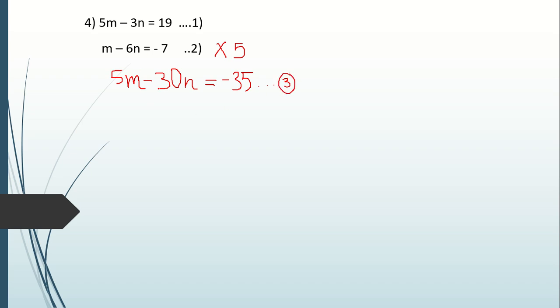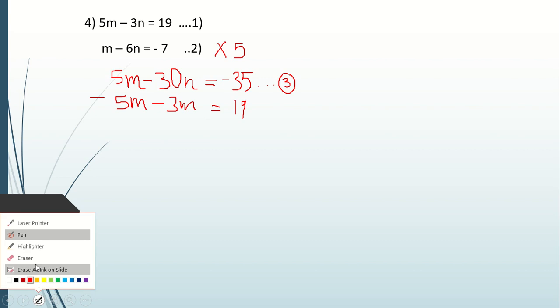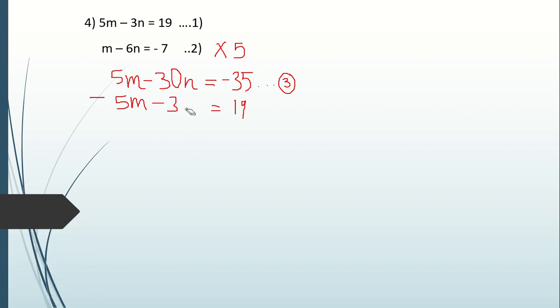Now this is my third equation and this is my equation number 1. So now subtracting equation number 1 from 3. Subtract equation number 1 from this. 5m minus 3n is equal to 19. One minute, I will just change that. I wrote m in place of n. That's n.